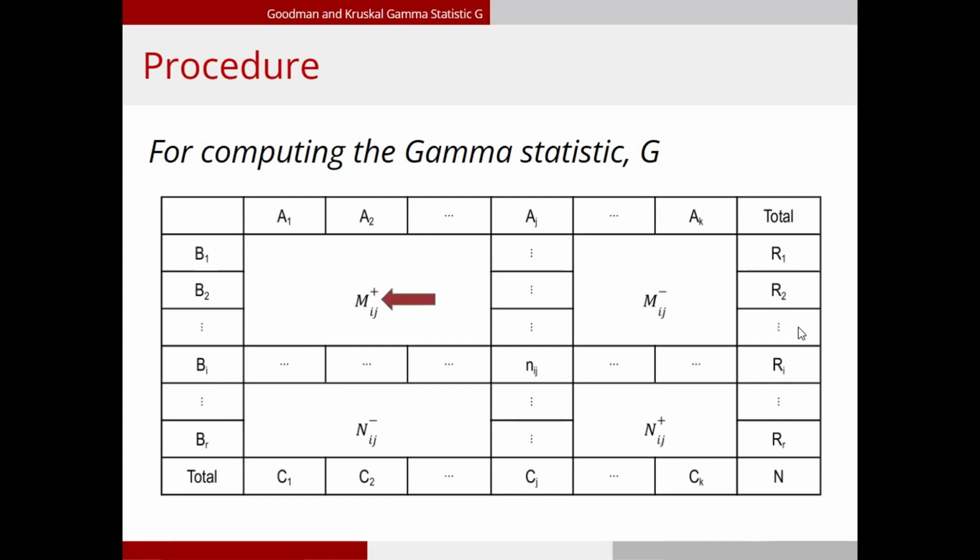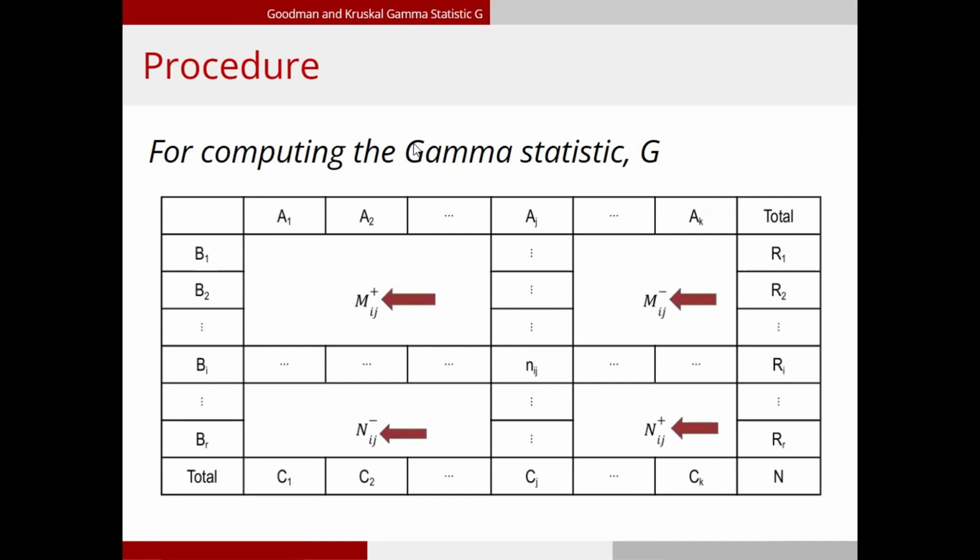And we have big M sub ij plus, which refers to the sum of frequencies above and on the left side of the ij itself, such as this one. Next, we have big M sub ij minus, which are the sum of frequencies above and on the right side of the ij itself. We have big N sub ij minus, which refers to the sum of frequencies below and on the left side of the ij itself. And we have big N sub ij plus, which are the sum of frequencies below and on the right side of the ij itself.